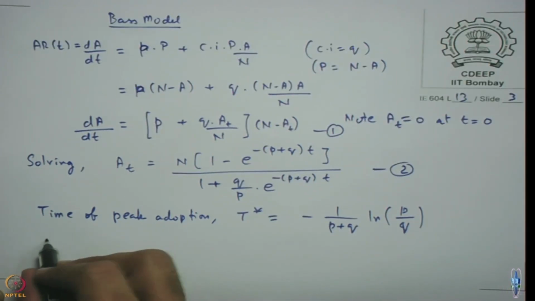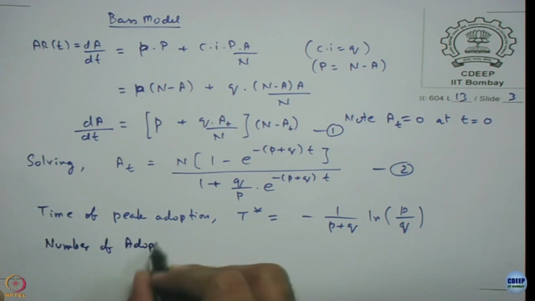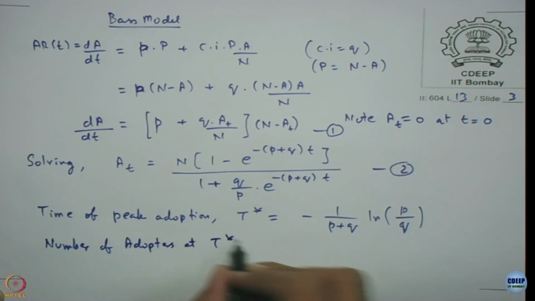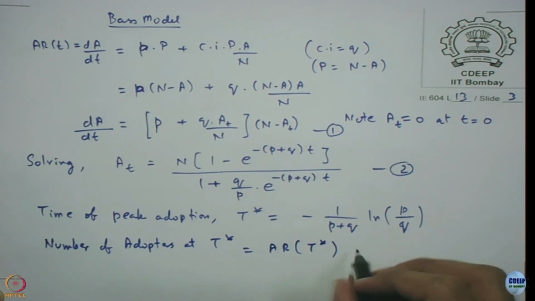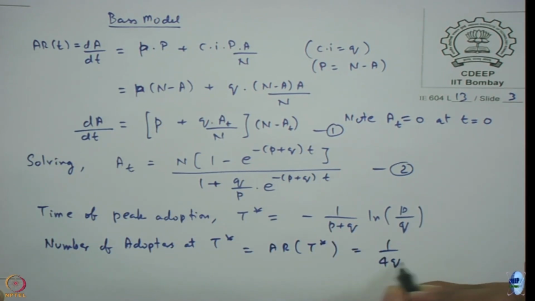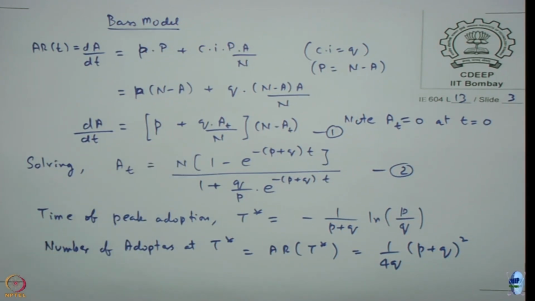And the number of adopters at t star, that is AR at t star, is equal to 1 by 4q into (p plus q) the whole square. This can be derived in a similar fashion as we saw last class. It is just a little time consuming, but not that difficult. You can solve that because it is just one variable, you just have to integrate it. That is about our Bass model.